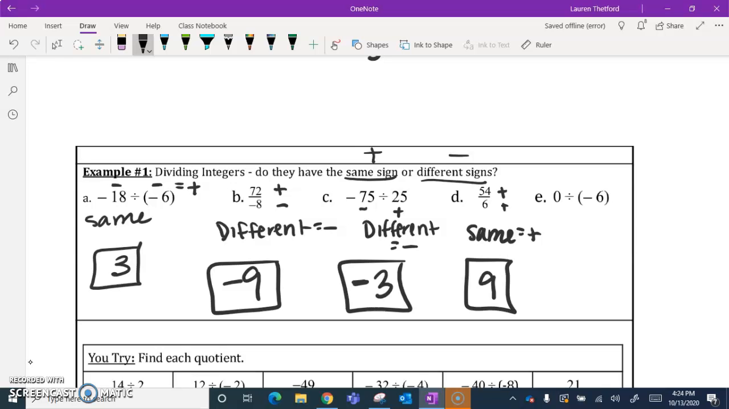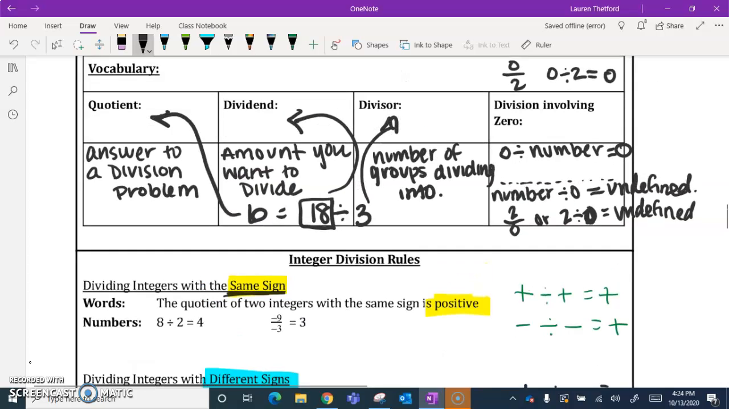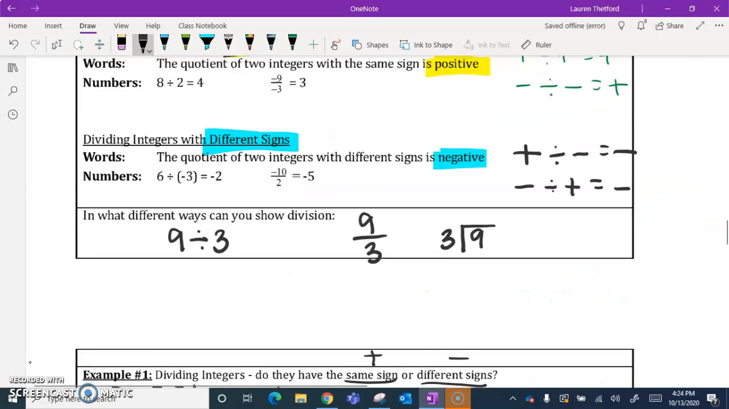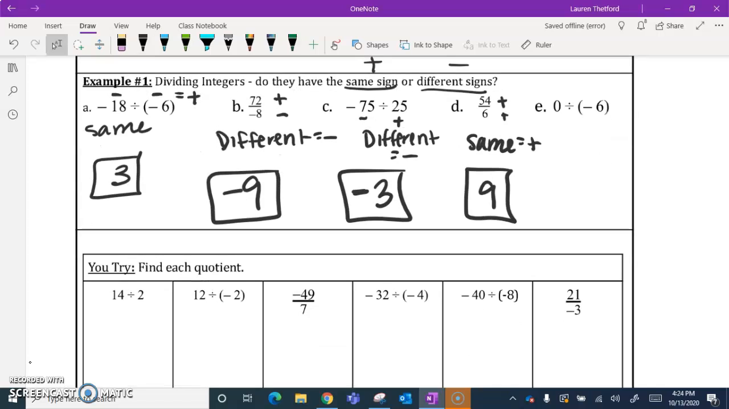And then 0 divided by a number. From our notes up here, we said 0 divided by a number is okay. That equals 0. But when we have a number divided by 0, that gets to be a little bit of a problem. 0 is neutral. It does not have a positive or negative. Because of that, we don't have to write a positive or negative in front of it. It's just neutral. There's nothing there.